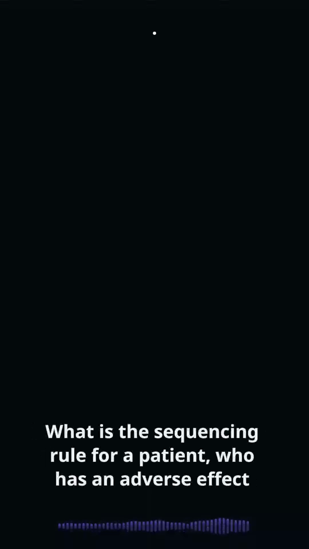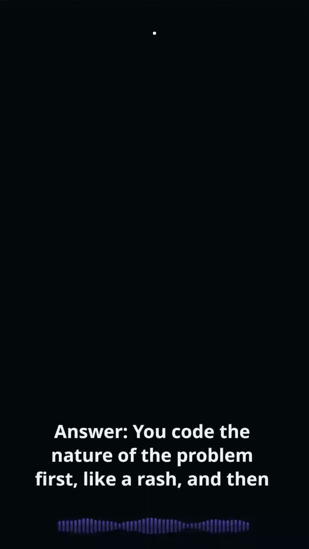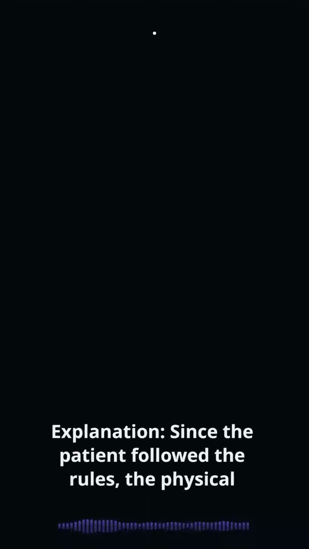103. What is the sequencing rule for a patient who has an adverse effect from a correct drug? You code the nature of the problem first, like a rash, and then the drug code. Since the patient followed the rules, the physical reaction is the most important thing to report.